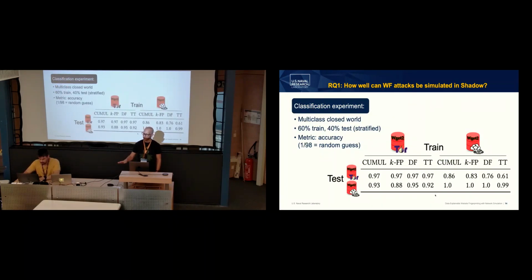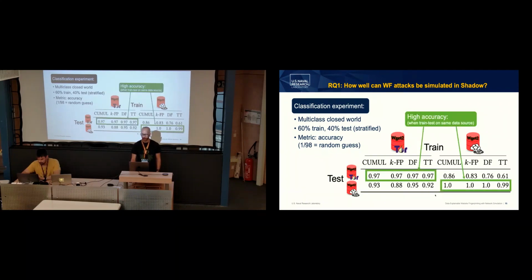This is using wget2 data from the Tor network and wget2 data from Shadow. We set up a multi-class closed world experiment, and we were just looking at how easily the websites can be predicted. So 1 out of 98 would be a random guess. And what we find is that we have very high accuracy, especially when training and testing on data from the same source. So when training on data from Tor and testing on the same data set, we get 97% accuracy. And then in the Shadow case, we get nearly 100% accuracy.